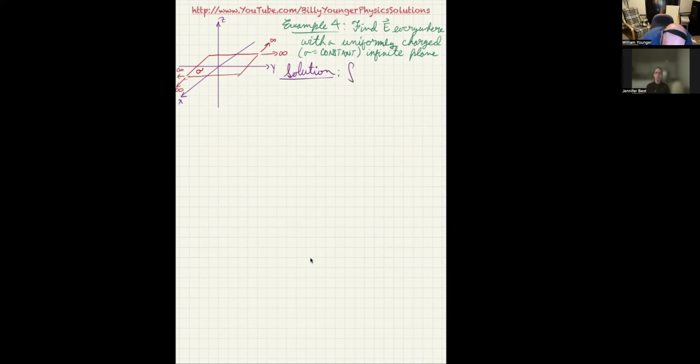So we're using the closed integral of E dot dA equals Q enclosed over epsilon naught. We're also using sigma is equal to dq over dA. And I'm going to choose a very specific Gaussian surface. In fact, the Gaussian surface is going to be what we call a Gaussian pillbox.